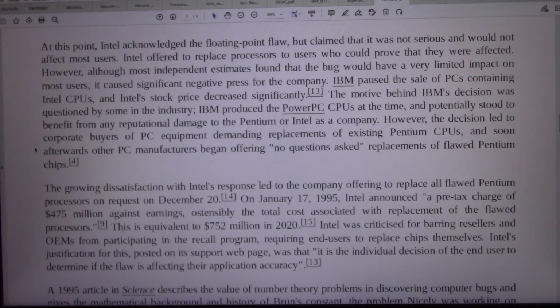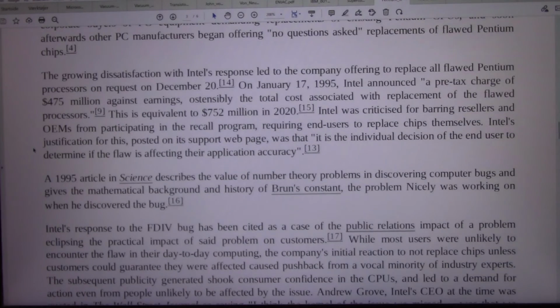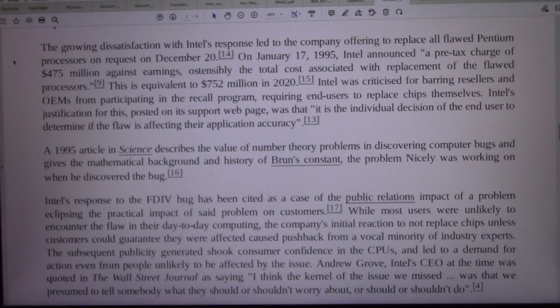The growing dissatisfaction with Intel's response led to the company offering to replace all flawed Pentium processors on request on December 20. On the 17th of January, 1995, Intel announced a pre-tax charge of $475 million against earnings, ostensibly the total cost associated with replacement of the flawed processors. This is equivalent to $752 million in 2020.